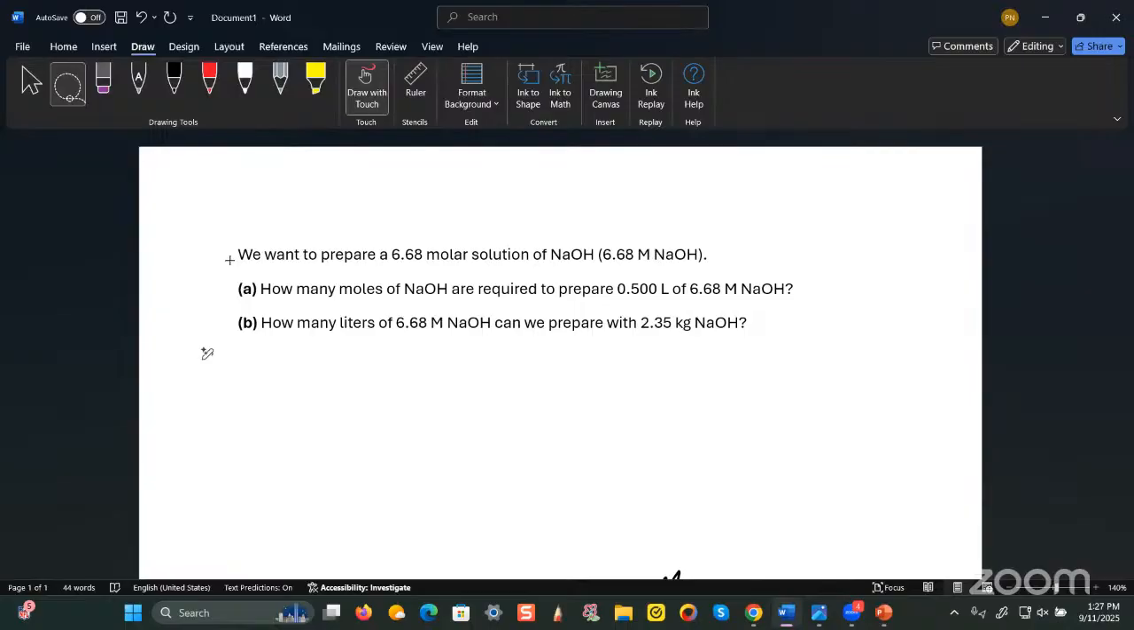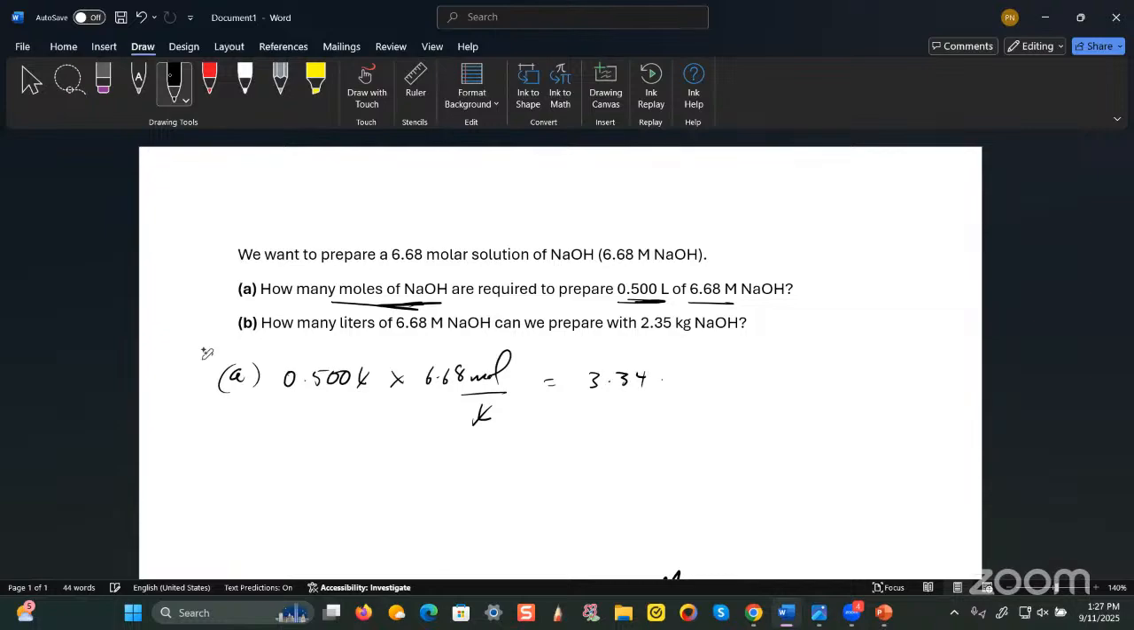So we're looking for moles, right? Yes, sir. We're looking for moles of sodium hydroxide. So we have the molarity and we have the volume in liters, then you would do molarity times 0.50 liters. Exactly. So 0.50 liters multiplied by 6.68 moles per liter. So this cancels with that. So this gives you 3.34 moles. All right, that's it.